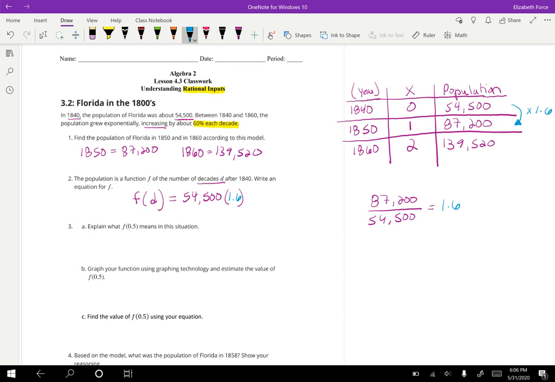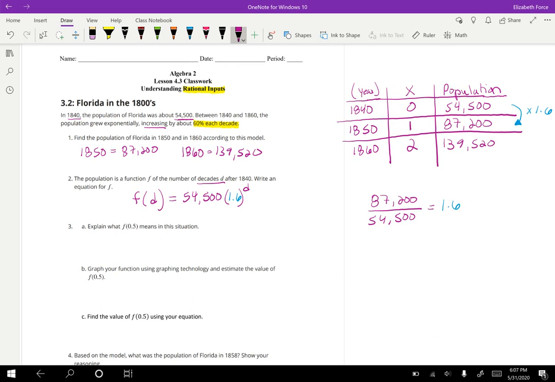So each previous population, to get to the next decade, we're going to multiply it by 1 to get the full amount, and then the 0.6 to get the additional amount that it's increasing by. And then I'm going to put a little d up here in the exponent because I'm measuring it by decade.